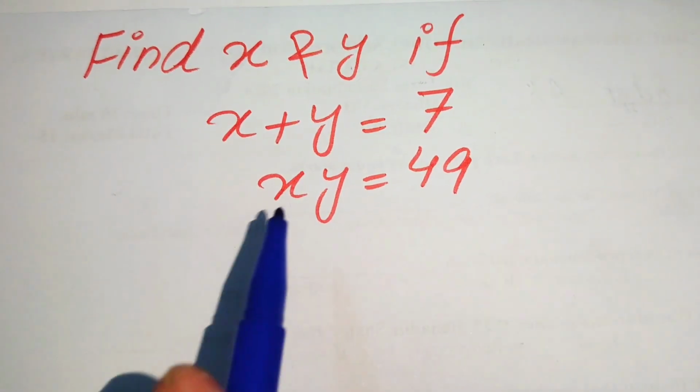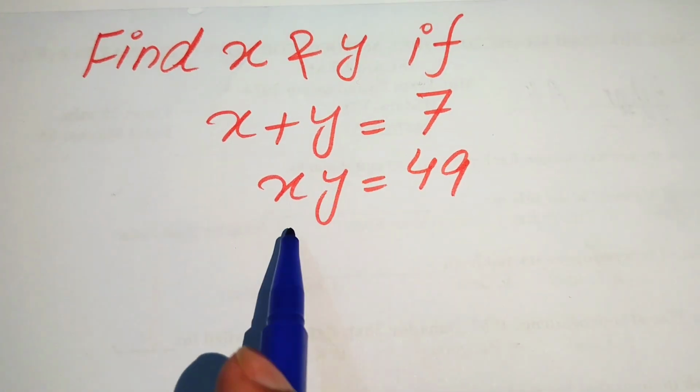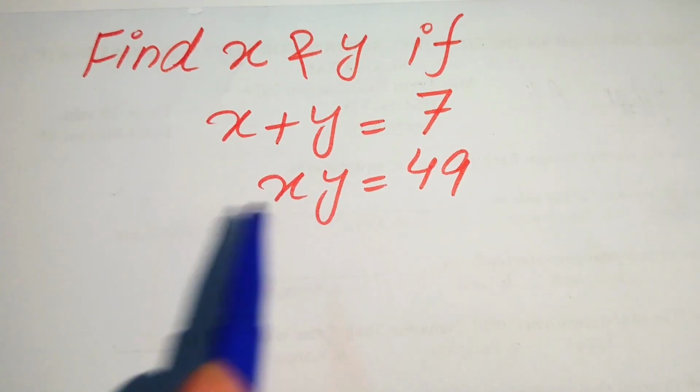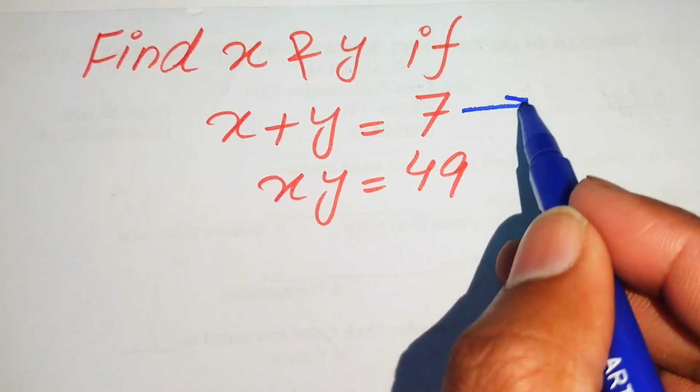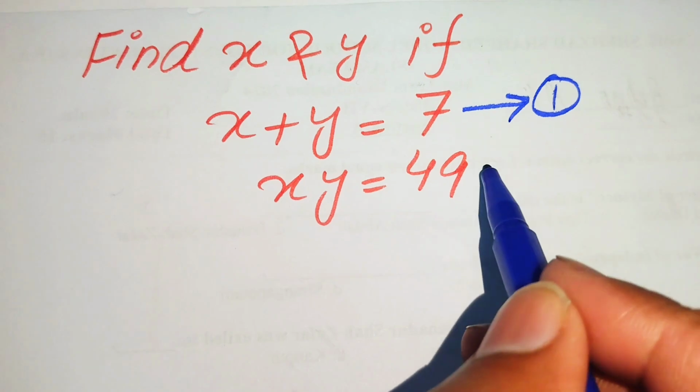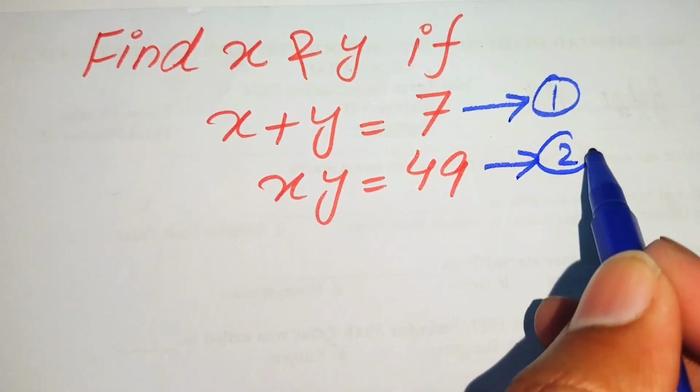So we have x plus y equals 7 and xy equals 49. We solve this problem for the values of x and y. First, we denote this as equation number 1 and this as our equation number 2.